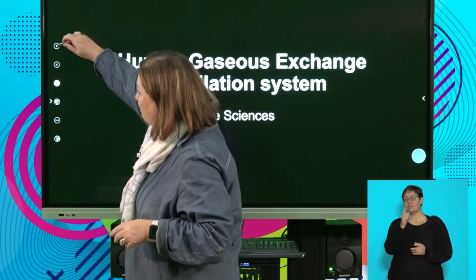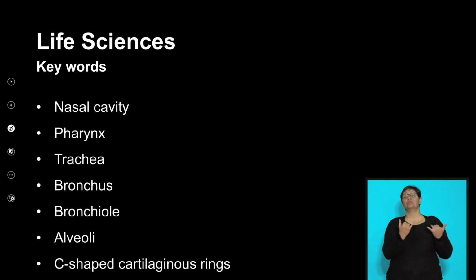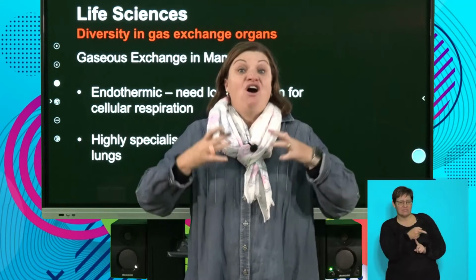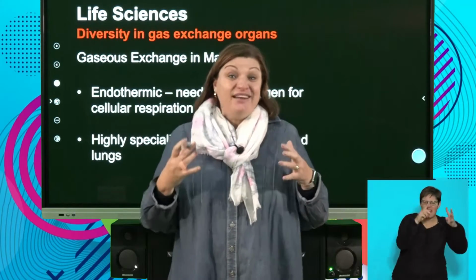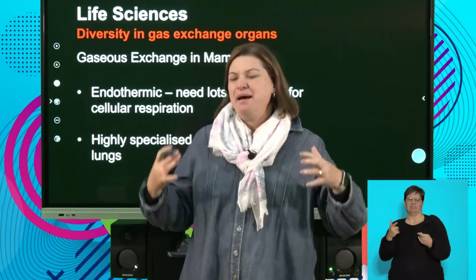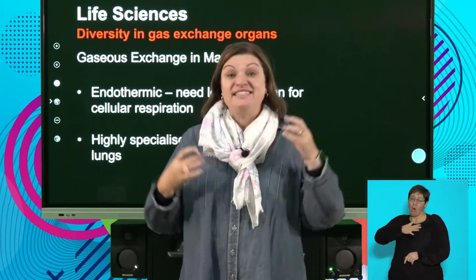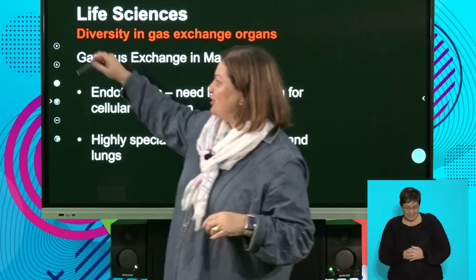Let's just quickly recap. I'm going to go onto the board, straight to the section that we're going to look at. We're starting to look at human gaseous exchange. Last time we ended off with the concept of different organisms having different gaseous exchange, and we ended off with the mammals. We said that mammals are warm-blooded and they need lots and lots of oxygen, which means they need a really, really specialized system. And that's what we're going to look at today.